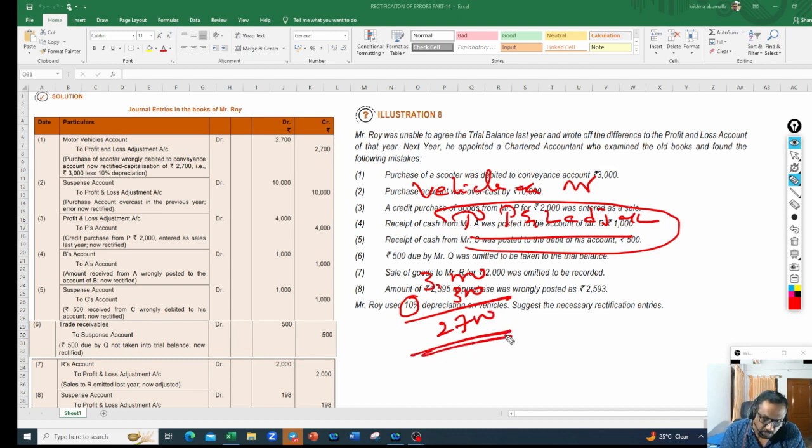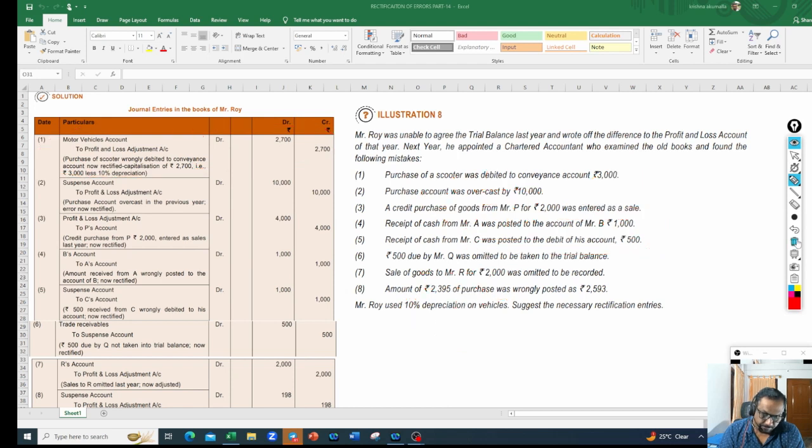So your entry is going to be vehicle account debit 2,700 to profit and loss adjustment account 2,700. This should be the journal entry you need to post. See here, after adjusting depreciation, you need to post an entry like this. Are you clear? Right. Next one.